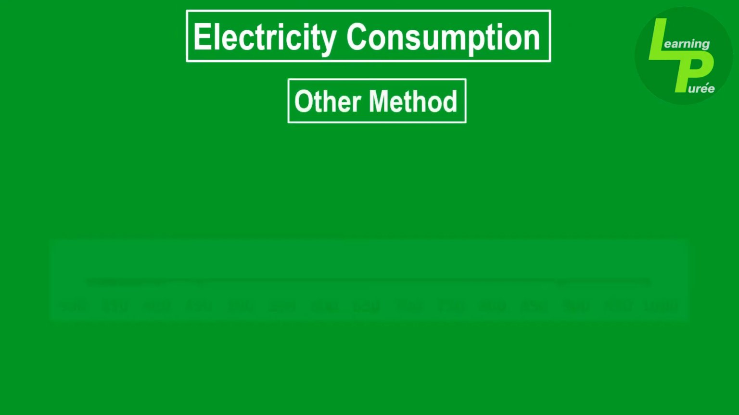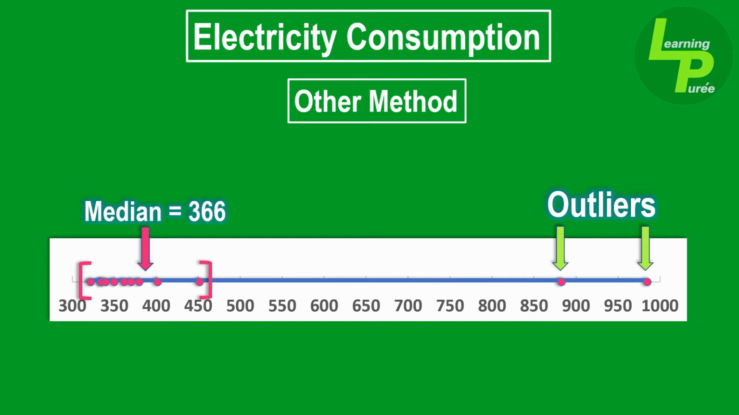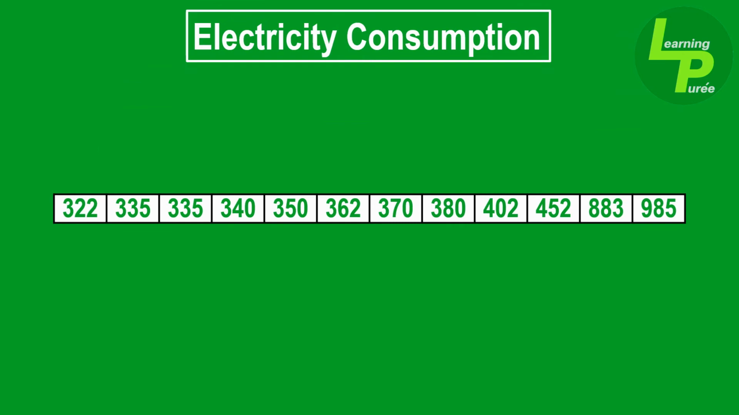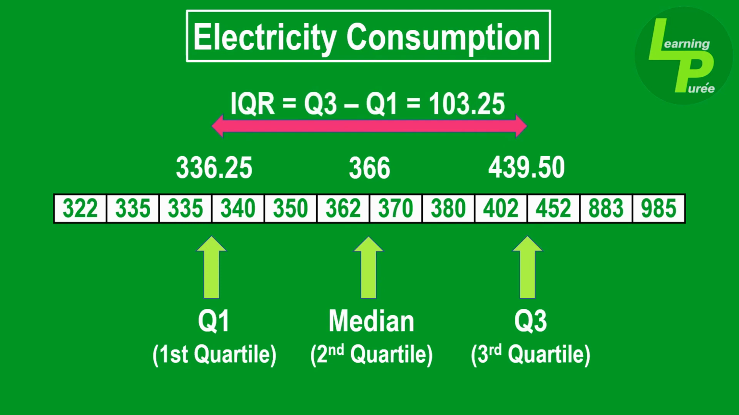For this dataset, the median comes to around 366 units. Now this looks like a more acceptable figure that represents the central tendency for this dataset. If we employ the concept of quartiles and the interquartile range to study the deviation of the data, we get the first quartile to be Q1 equal to 336.25 and the third quartile Q3 equal to 439.50. Thus, the interquartile range or IQR is Q3 minus Q1, which is equal to 103.25.